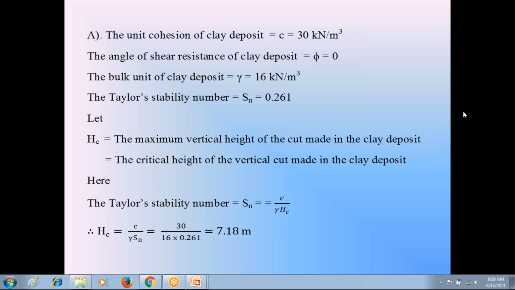The 7.18 is constant for this soil, not for all soil types, because this HC depends on cohesion, bulk unit weight gamma, and also phi value. So only for this clay deposit; if the C value changes, phi value changes, gamma value changes, HC also changes. Whereas for this numerical problem, HC is a constant 7.18, not for all clayey soils.